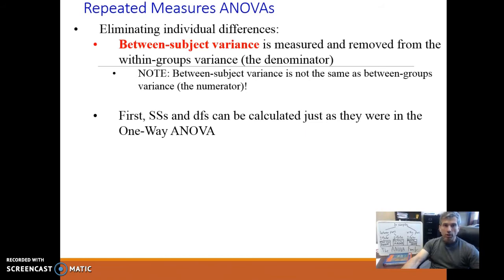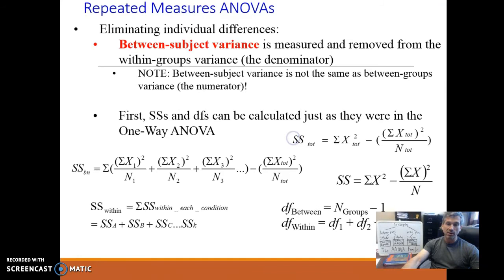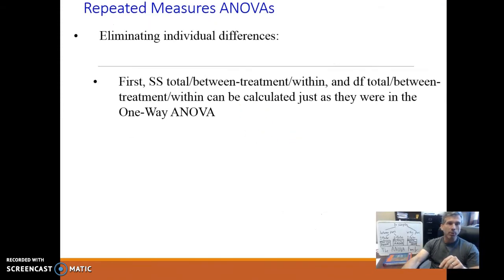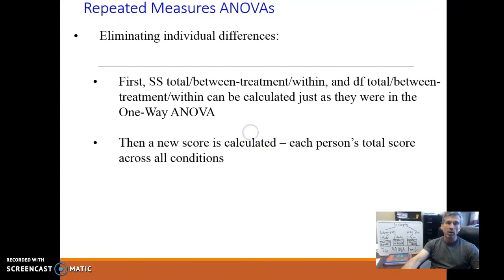But long story short, it's not that complicated to calculate. First, we calculate sums of squares and degrees of freedom the same exact way we did in the one-way ANOVA. Look at all these guys. Oh, it's our new friends from the last module. So many formulas to look at. Okay, let's get those out of the way. It's probably a little bit overwhelming, but again, you can calculate all that stuff just the same way you did in the one-way ANOVA. What changes is, after you calculate all those things, you calculate a new score.